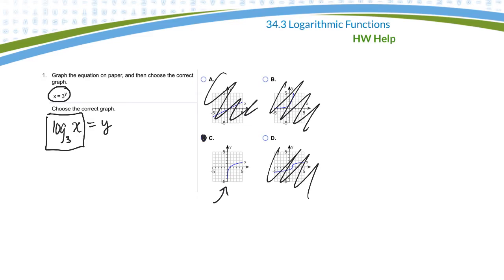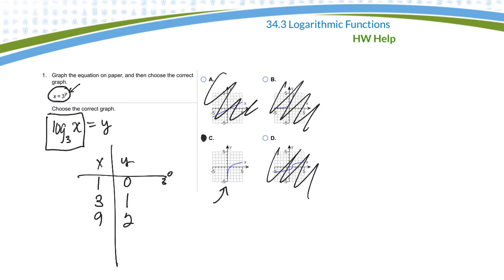Another thing you could have done is plug in some values for y and solve for x. So say you put in a 0 for y, so that would be 3 to the 0, and so that's going to be equal to 1 for x. Maybe put in a 1 for y. So you put a 1 in up there for y. 3 to the first would be 3. Put a 2, 3 squared would be 9. And then just take a look on your graph and see which one plots out to that.